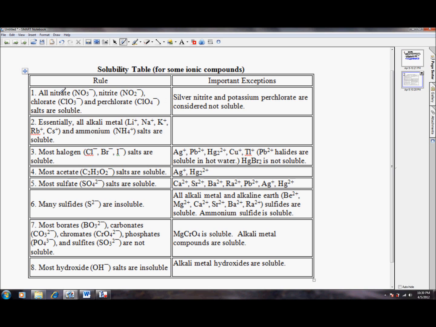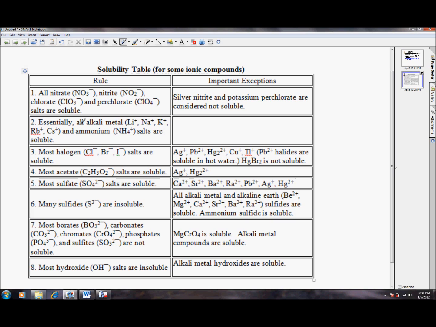So, for example, rule number 1 says that all nitrate, nitrite, chlorate, and perchlorate salts are soluble. The term salt is another word for an ionic compound. You'll see that very commonly. So if you have any compound that has something NO3, something NO2, something ClO3, or something ClO4, it's soluble, which means it will dissolve. Over here are 2 exceptions. Silver nitrite and potassium perchlorate are generally considered not to dissolve very well in water.